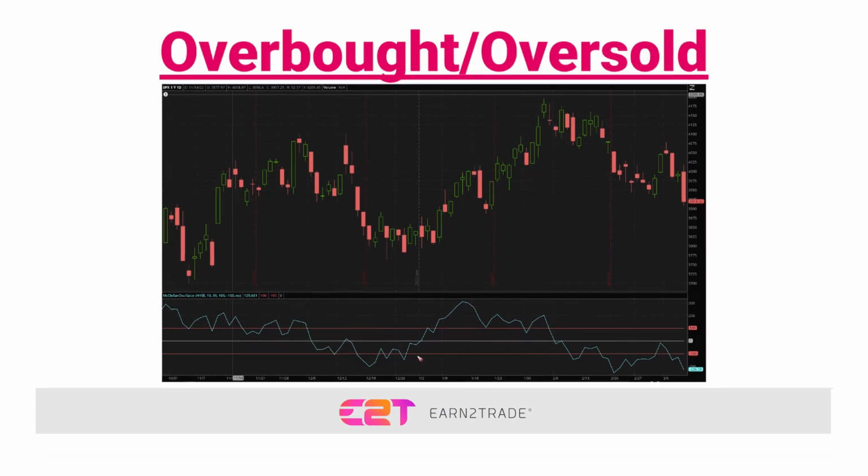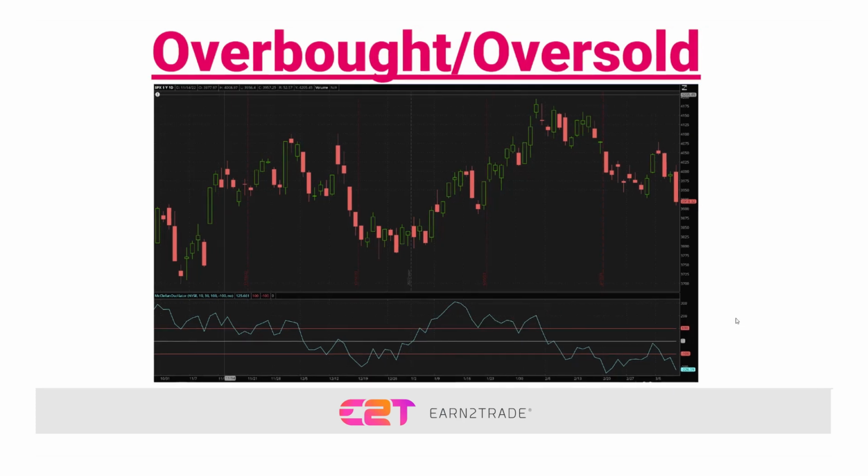So in short, the market trading below our lower line can simply be reduced to the idea that the market perhaps is oversold and looking for some type of correction. And the exact opposite holds true. If the market is spending too much time above our higher line, we can consider the market overbought and looking for a correction in the other direction.